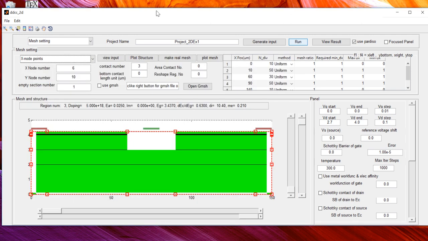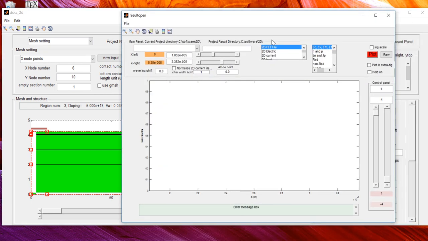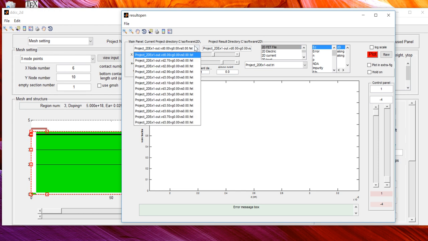Okay, so after like 20 or 30 minutes running, we can look at the result. And if you double click the 2D FET now, check here, you can find there are several results finished. So if you look at 2.7 to 3.7, that means these results are finished.